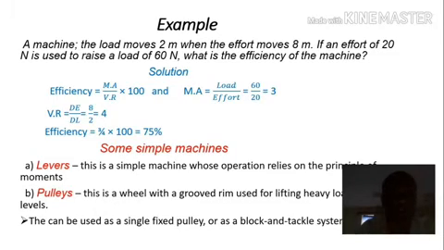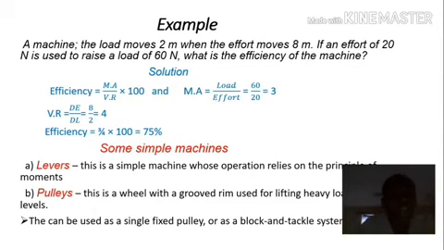Solution: we have said efficiency is MA over VR times 100. MA is the load over effort. The load is 60 Newton and effort is 20 Newton, so 60 over 20 is 3. Velocity ratio is the distance moved by the effort over distance moved by the load. Effort distance is 8 meters, load distance is 2 meters, so 8 over 2 is 4.